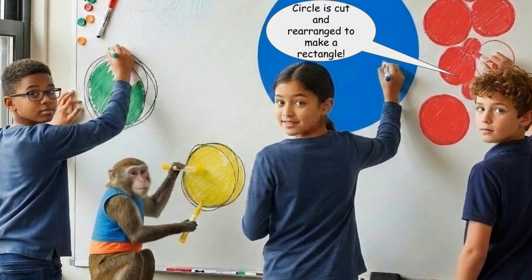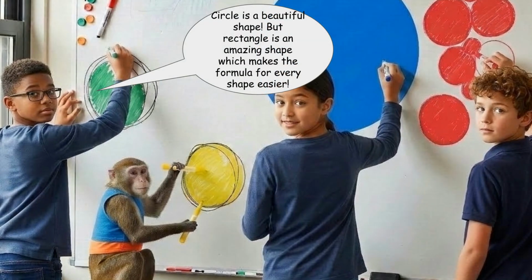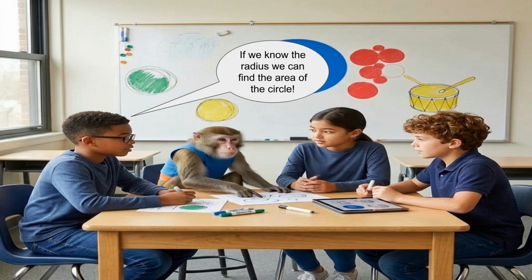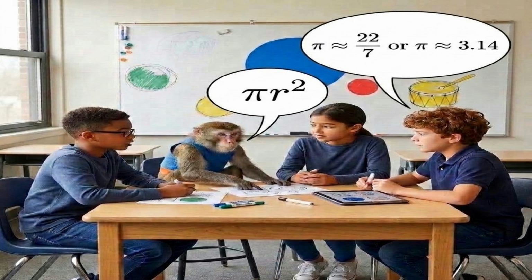A circle can be cut and rearranged to form a rectangle, which is a key to the area formula. The circle is beautiful, but the rectangle is an amazing shape that simplifies formulas for many shapes. The formula for the area of a circle is pi r squared. If we know the radius of the circle, we can calculate its area. The formula is area equals pi r squared.